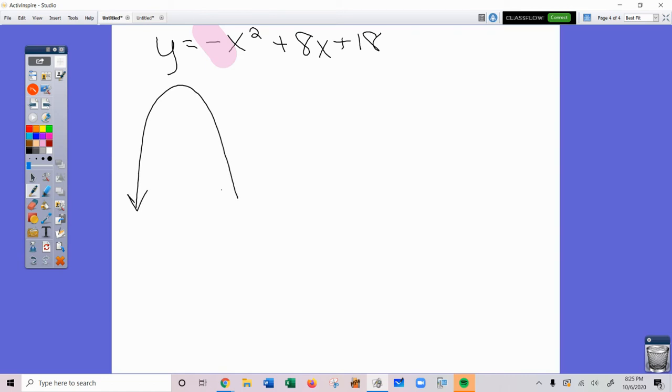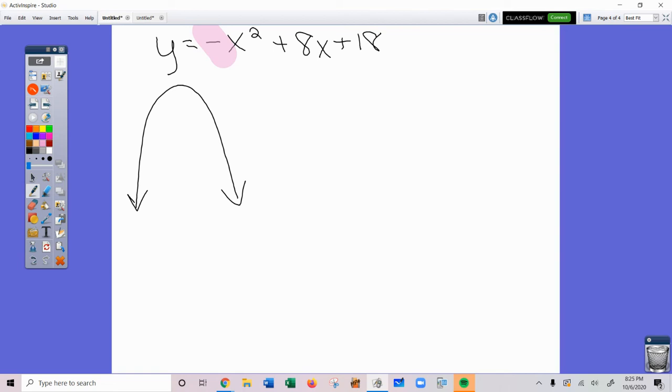Okay, so let's look at one more example like this. Let's say we have y equals negative x squared plus 8x plus 18. Will this parabola open up or down? We should have picked down because our a value here is negative. Now we need to decide what we have, either a maximum or a minimum. So since this parabola opens down, will this have a maximum or a minimum? We should have picked maximum because this has a peak at the top.